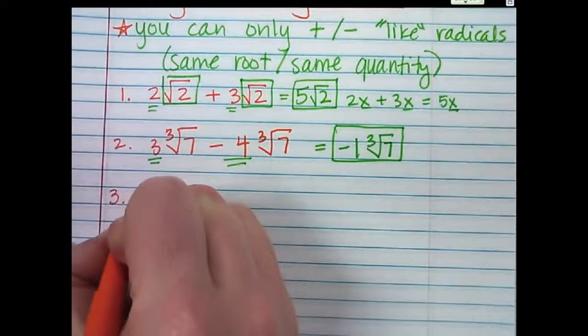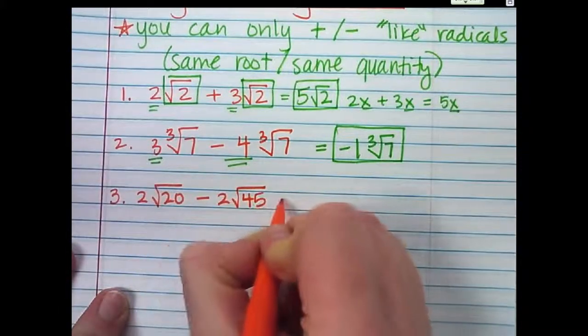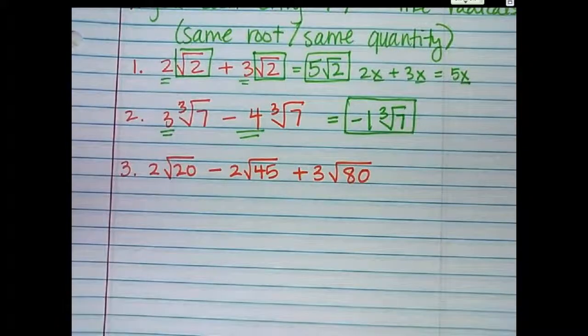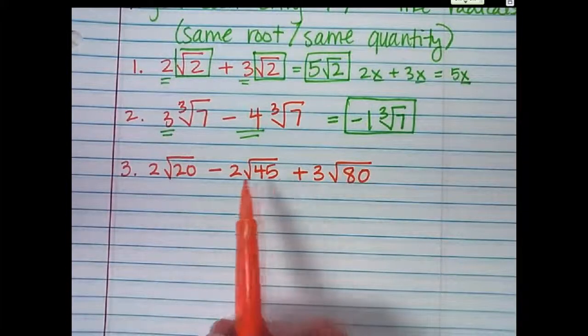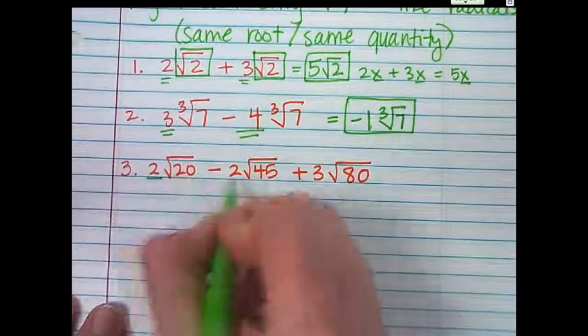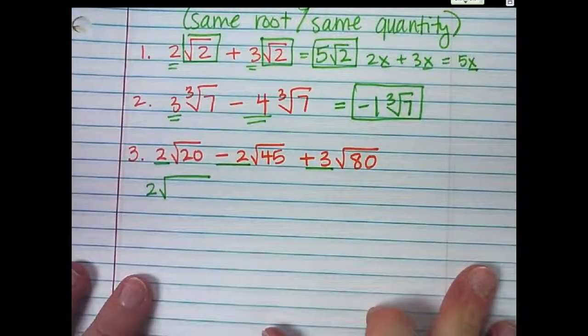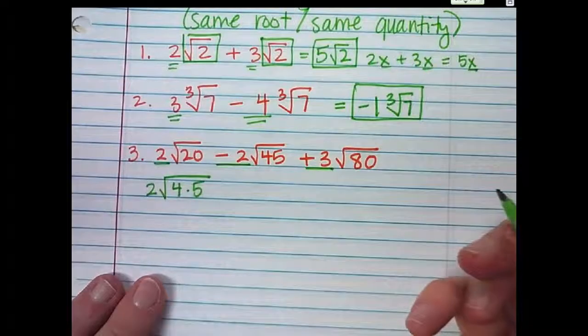So the last one, can I combine those? No. Can I simplify those though? Yes, you can. So that's what we just did. So let's simplify these. I'm going to write underneath each one because I want to make sure I include these numbers too. So what perfect square is inside 20? 4 times 5, good.